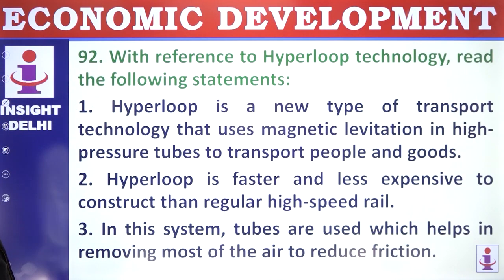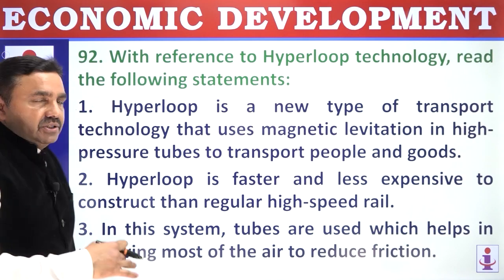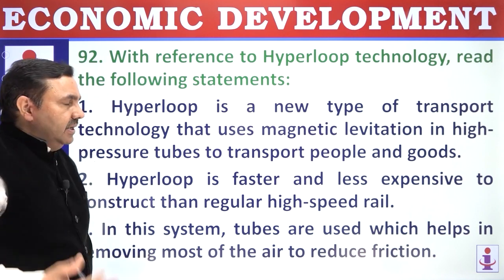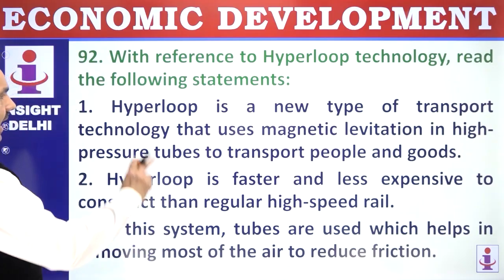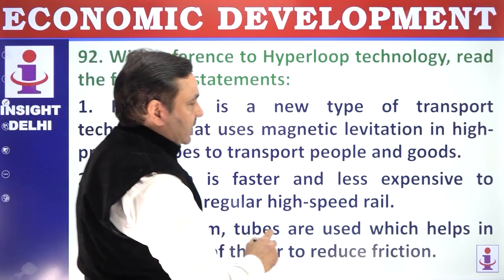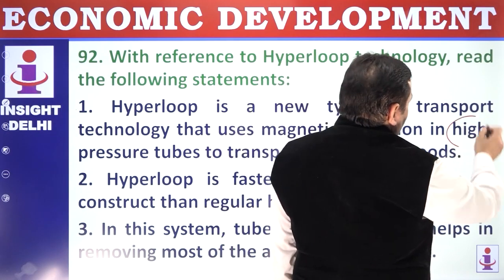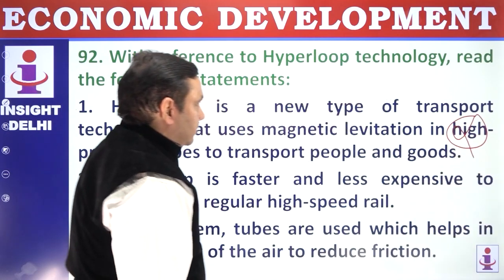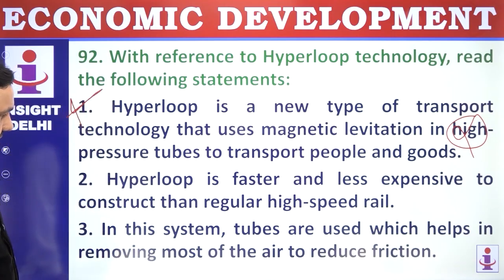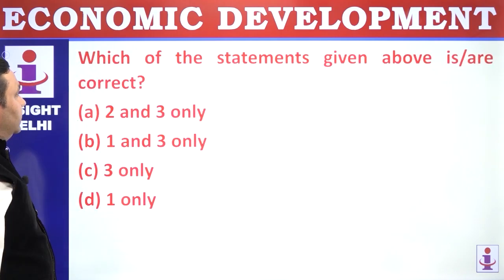92. With reference to Hyperloop technology: Hyperloop is a transportation system which is coming up, where tubes are used to transport people and goods in cubicles. Hyperloop is a new type of transport technology that uses magnetic levitation and low pressure, not high pressure. Because of low pressure, friction is less, so speed can be very, very fast. Hyperloop is faster and less expensive, that's correct. In this system, tubes are used, that's correct. 2 and 3.